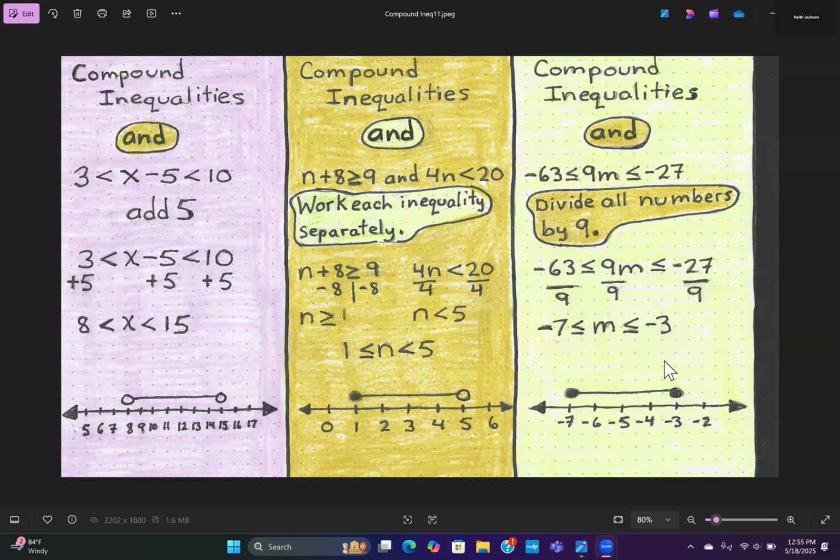Okay, you have been given a lot of information. I wouldn't blame you if you need to pause the video to take a look at these three big examples or replay this video as many times as you need to gain a deeper understanding of the concept of compound inequalities.